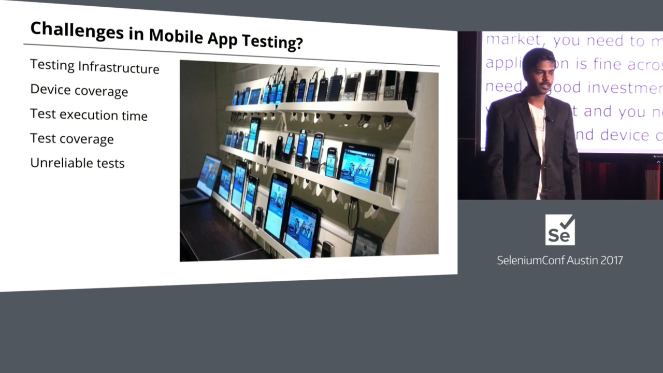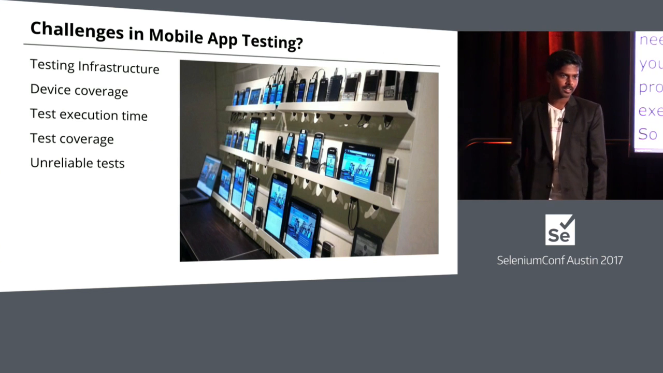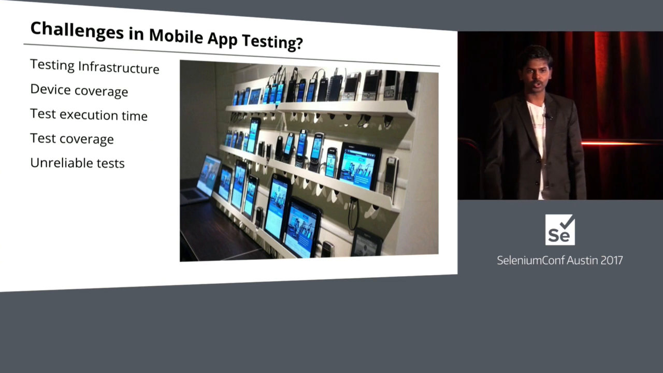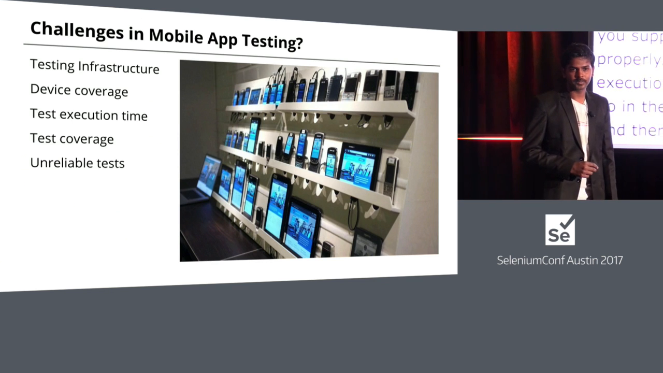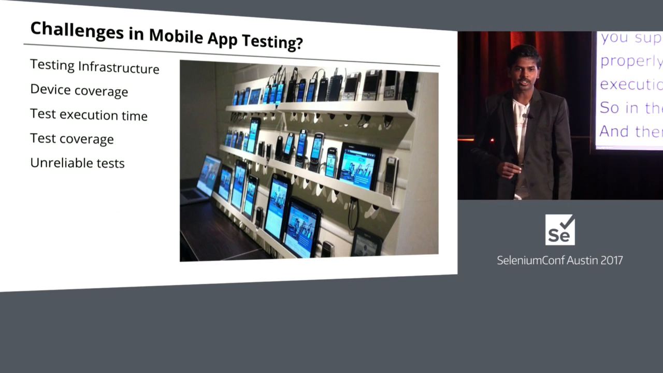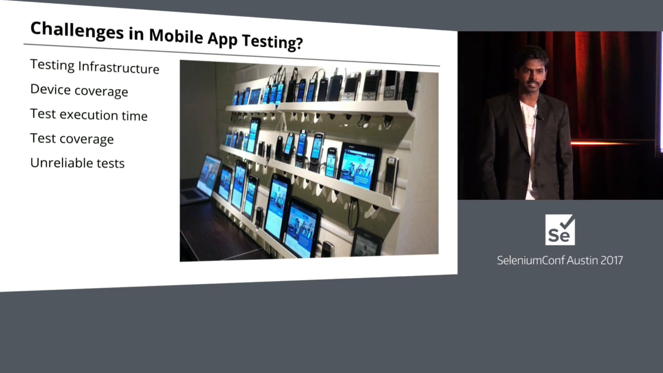execution time. So in the agile market, time to market should be very short. There are apps that go live every 10.3 seconds. So how about the test execution time there? It should be less than 10.3 seconds.